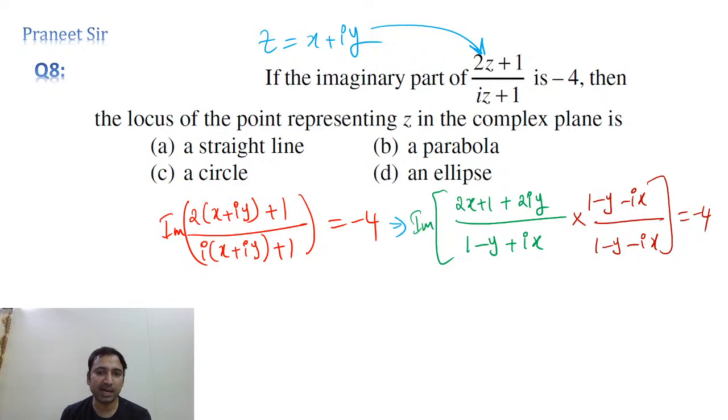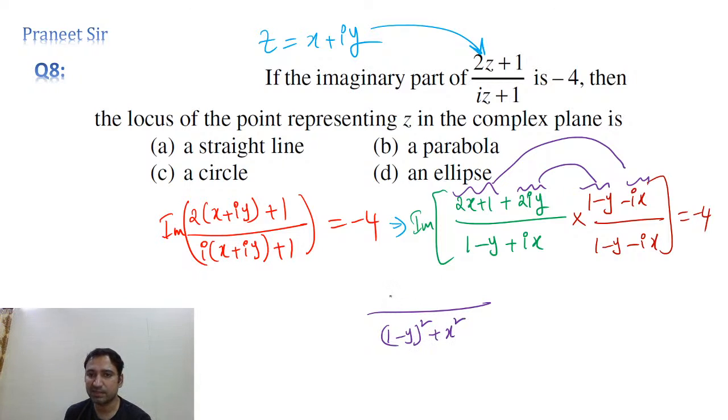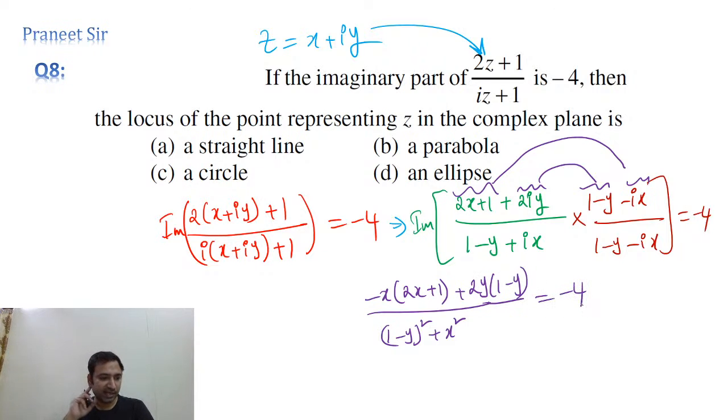So we actually need only the imaginary part. To calculate the imaginary part, we don't need to calculate everything, guys. Real into imaginary you calculate, and imaginary into real you calculate. That is enough. Anyway, the denominator is purely real. The denominator is 1 minus y whole square plus x square, and in the numerator we calculate only the imaginary part. The imaginary part is minus x plus 2x plus 1 and plus 2y into 1 minus y, equal to minus 4. That's what we're getting.